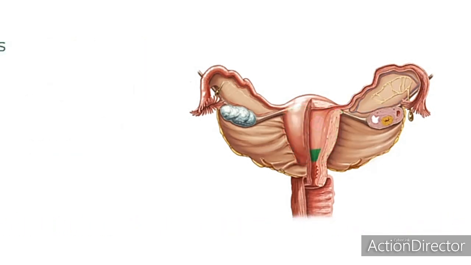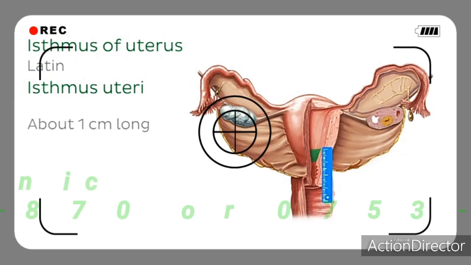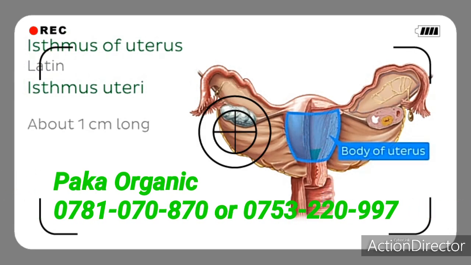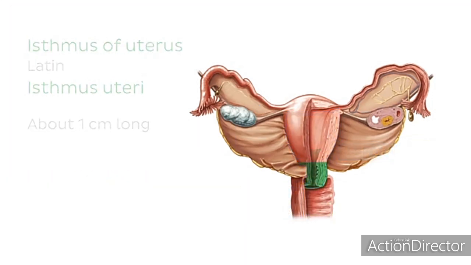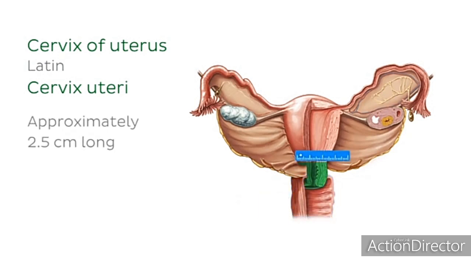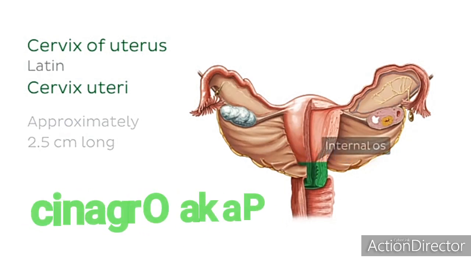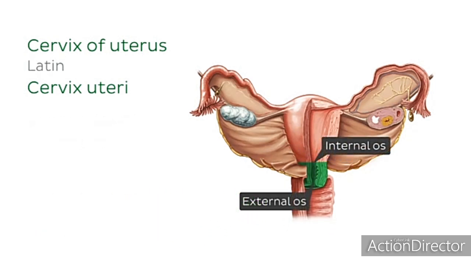Next, we have the isthmus. The isthmus is about 1 centimetre long and, as you can see, is the constricted part of the uterus between the body and the cervix. Lastly, we have the cervix, which connects the uterine cavity to the lumen of the vagina. The cervix is approximately 2.5 centimetres long and has 2 openings: the internal os, which opens into the uterus, and the external os, which opens into the vagina.